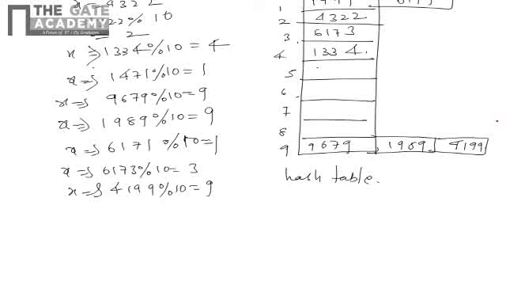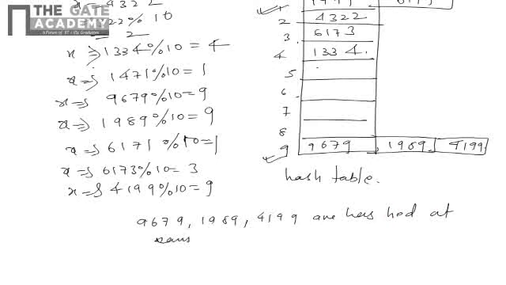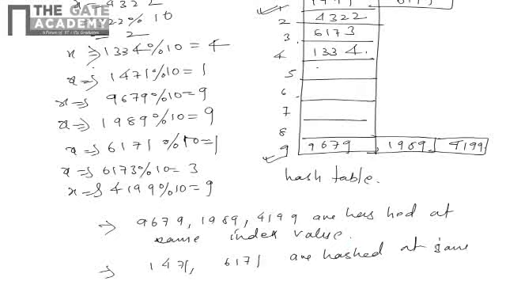So we saw that two collisions are there, one at index value 1 and one at index number 9. So 19679, 1989 and 4199 are hashed at the same index value, right? And similarly 1471 and 6171 are hashed at the same index value, that is 1. Okay, so there are two collisions.